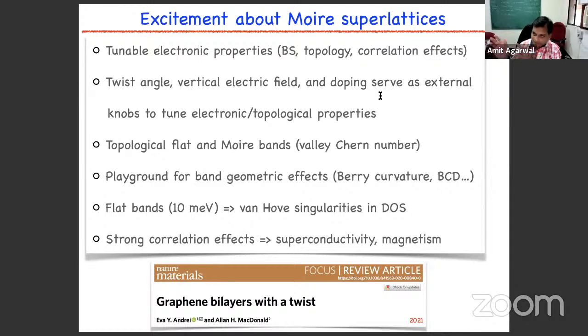These have topological flat bands and Moire bands, and each of these bands can have a valley Chern number, the topological index for these materials. And these are a playground for band geometric effects: Berry curvature, BCD, which is what I'm going to talk about in the rest of the talk. Flat bands give rise to Van Hove singularities in the DOS, and that makes it a playground for strong correlation effects. In fact, the whole recent interest in this field started from the demonstration of superconductivity in twisted bilayer graphene. They can show superconductivity, magnetism, and ferroelectricity. The combination of band geometric quantities and superconductivity or magnetism can give rise to more exciting avenues for exploring new physics.